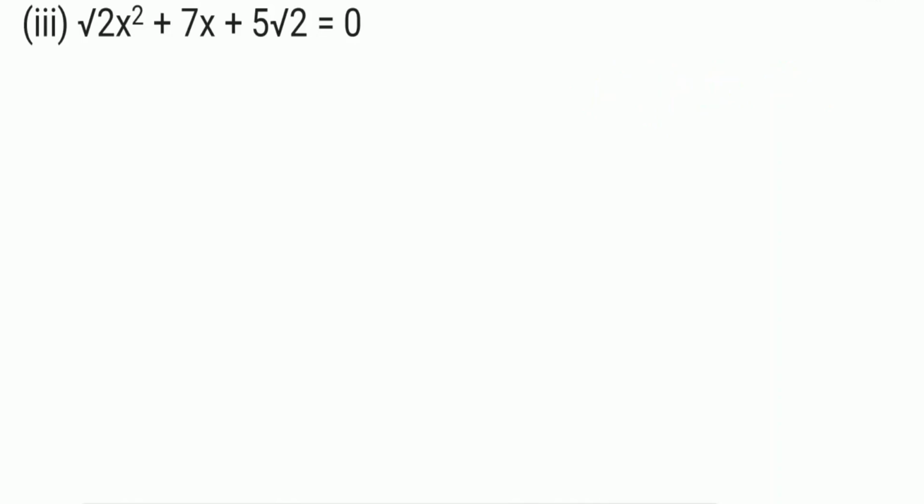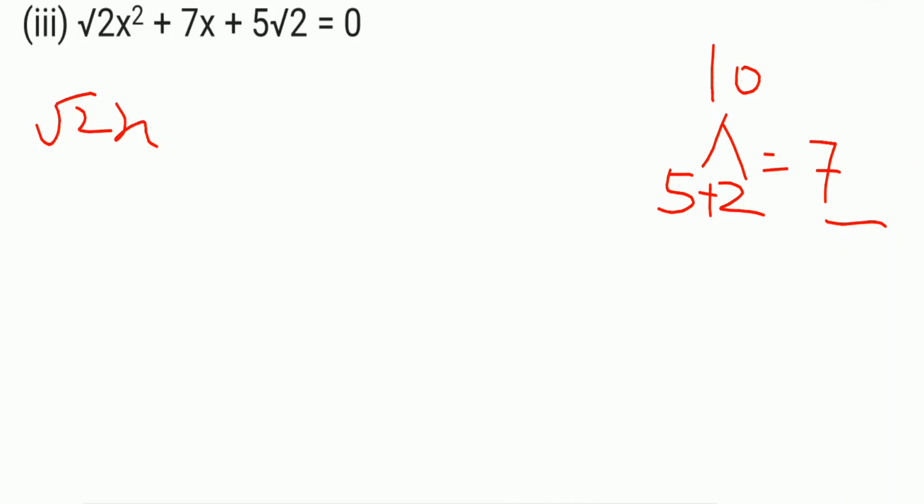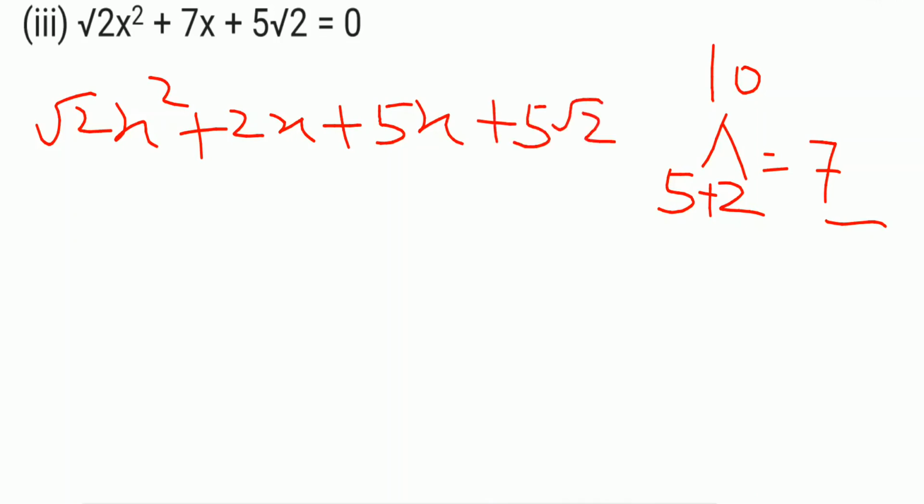See here. So product supposed to be 10 and sum supposed to be 7. So two numbers are what? 5 into 2 is 10 and 5 plus 2 is 7. So here I'll write down root 2 x square plus 2x plus 5x, or vice versa, anything you can write down, 5x plus 2x, no problem. 5 root 2, which is equal to 0.